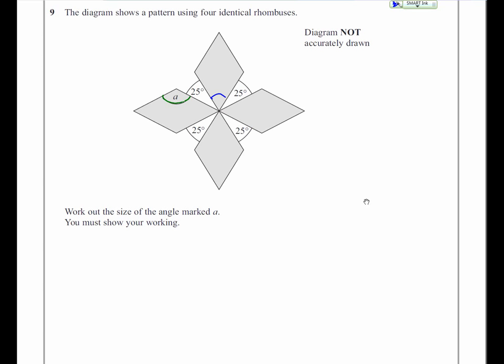Right, one thing we know for sure is these angles are all the same because the rhombuses are identical. Let's introduce a letter x. They're all x, okay? So, we know that's x, and we know that they're around a full circle here, and angles in a full circle add up to 360 degrees. Can you see we've got 25, 25, 25, 25? Show all your working out. Let's tell them exactly what we're doing.